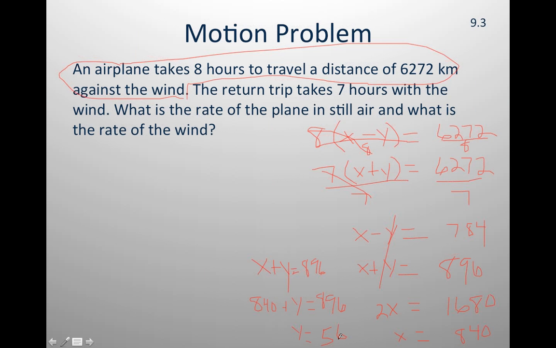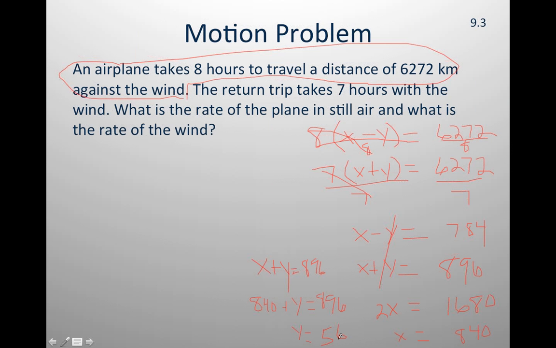Okay, so there we go. What was the rate of the plane? 840. What was the rate of the wind? 56. And once again, that took understanding that you had two rates, that you had the speed. And we're talking rate, we're talking about speed rate. We had the speed of the plane and we had the speed of the wind. Okay, so that's how that problem's done.